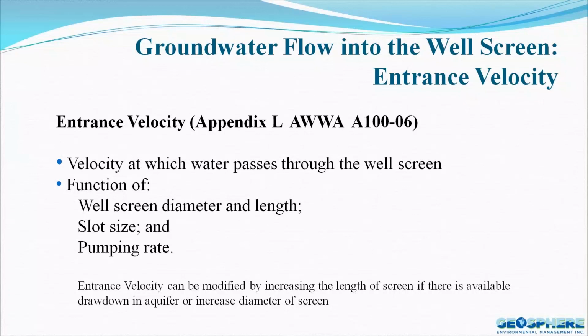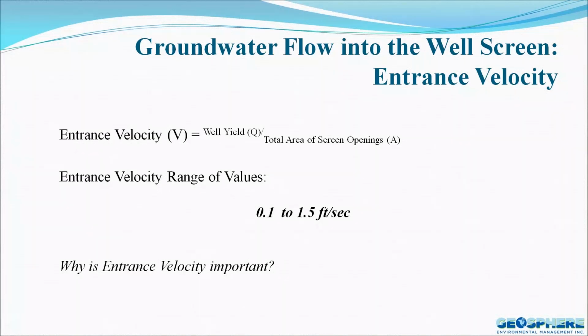The entrance velocity can be modified. We can increase the length of the screen, we can change the diameter, we can do a lot of different things to change it, but we still have to figure out what velocity we want the water to pass into that screen at. AWWA has a little formula they use: entrance velocity equals well yield Q divided by the total area of screen openings. And the entrance velocity that we want to get, and it may not seem like a lot, is 0.1 to 1.5 feet per second.